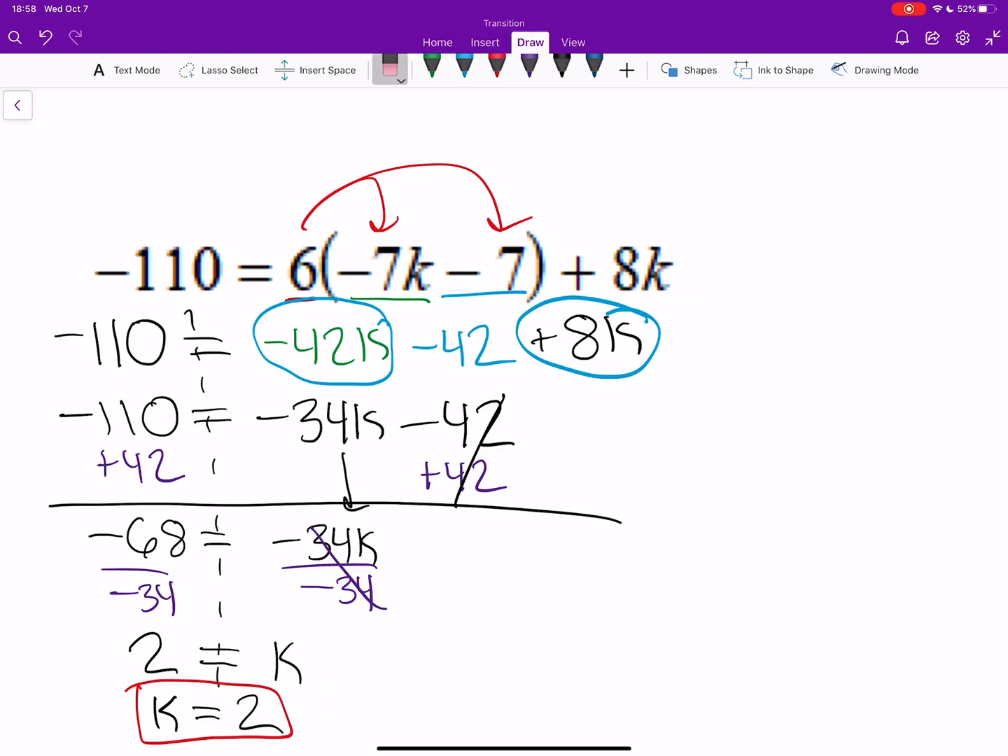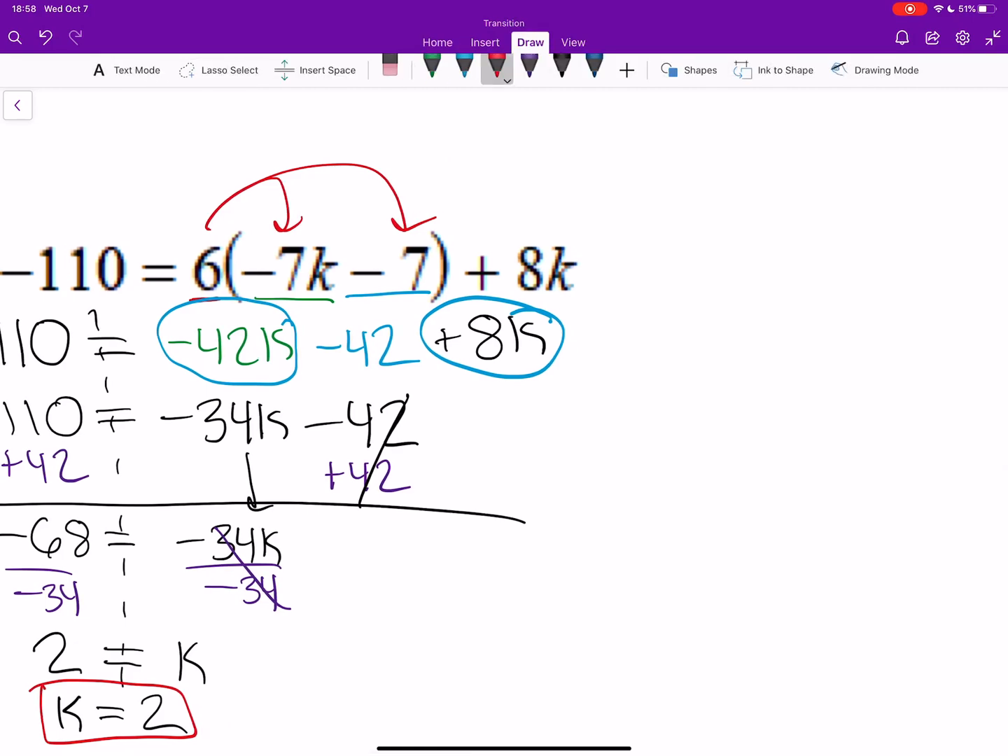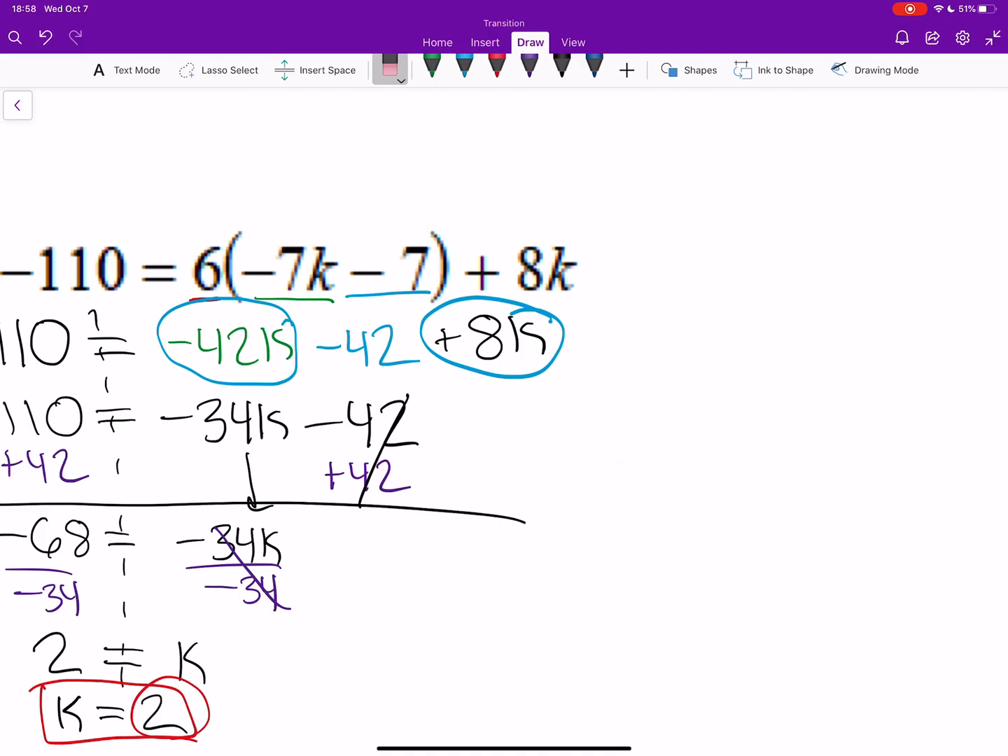One last thing I want to show you is how you could check your answer. So I got at the very end of that one that k equals 2. So theoretically, I should be able to take 2 and plug it in wherever I see a k in my original equation and evaluate. And I should get a true statement at the very end, like something that says, say, 2 equals 2. Or in this case, hopefully negative 110 equals negative 110. Okay, so this is how I write that all the way out.